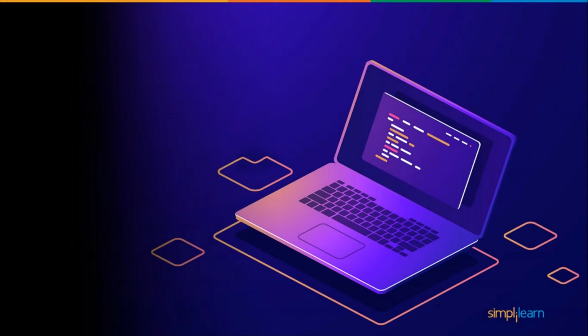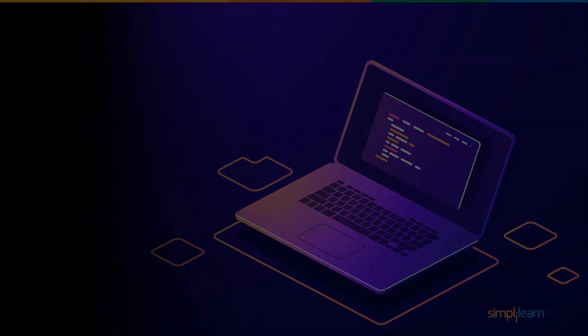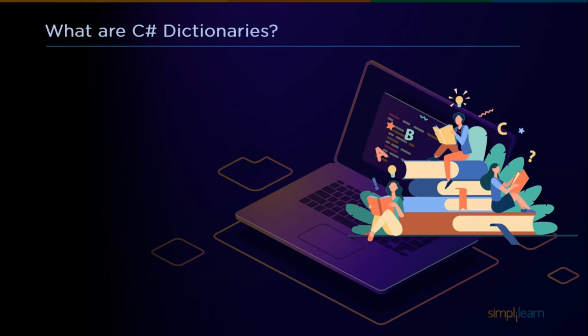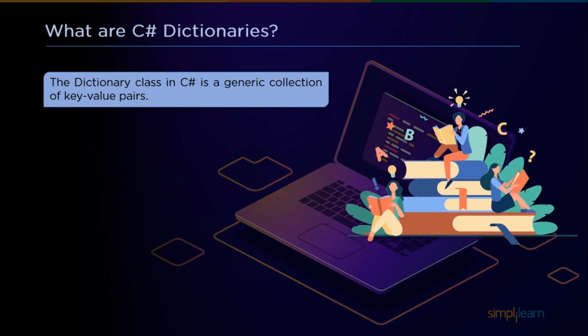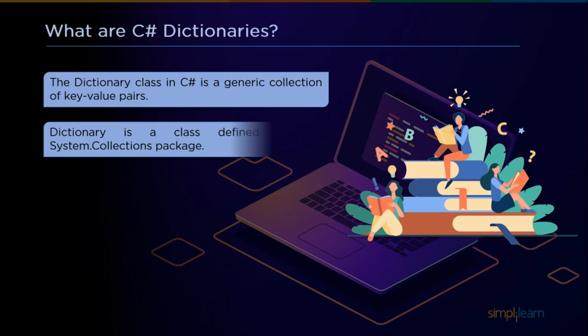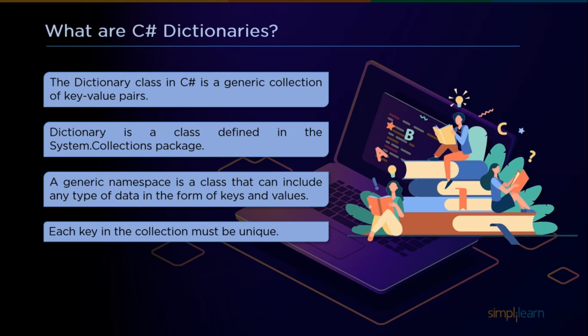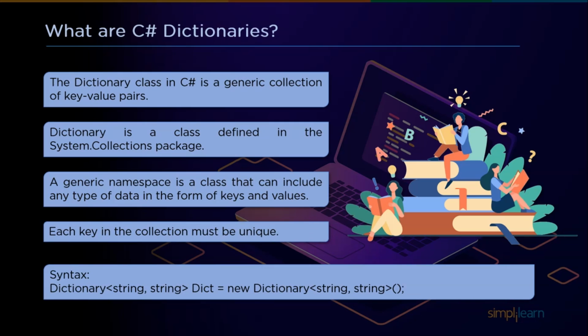Now, let's get started with what dictionaries are. In C#, the dictionary class represents a generic collection of key-value pairs. Dictionary is a class defined in the System.Collections.Generic namespace. It is a sort of class that can include any kind of data in the form of keys and values. Each key in the collection must be unique. Here's the syntax for declaring a dictionary.